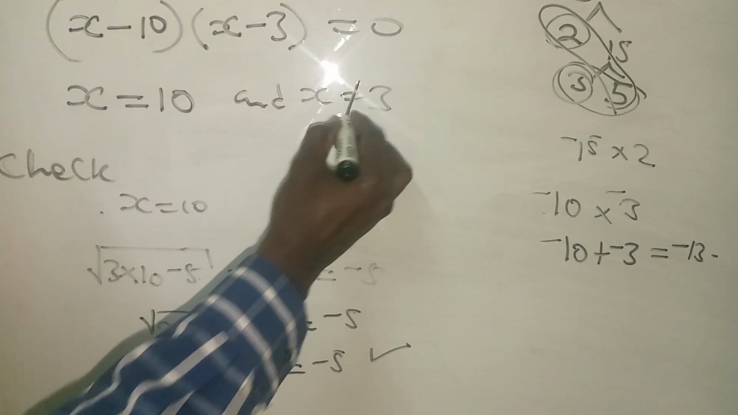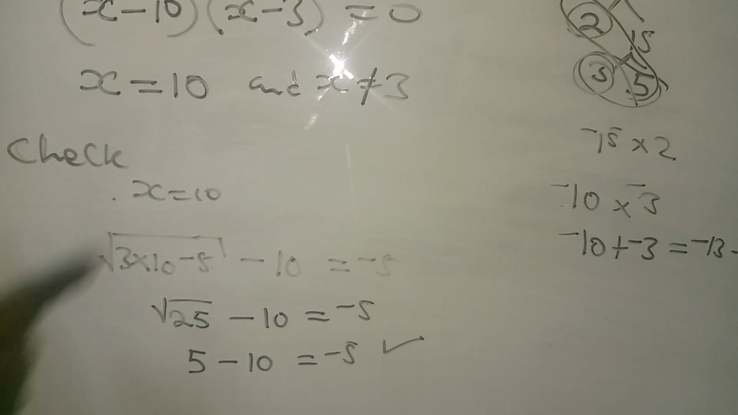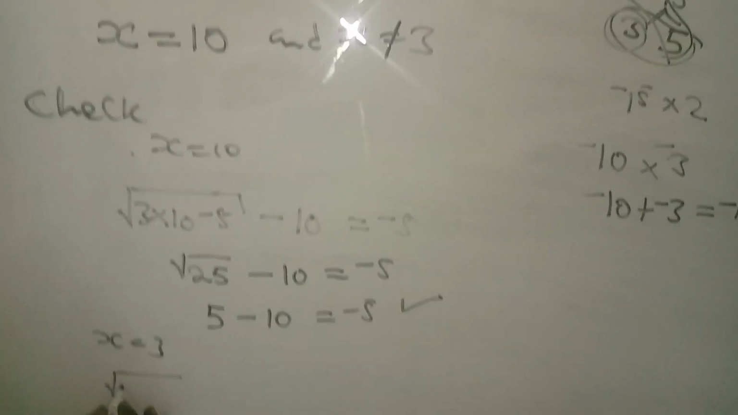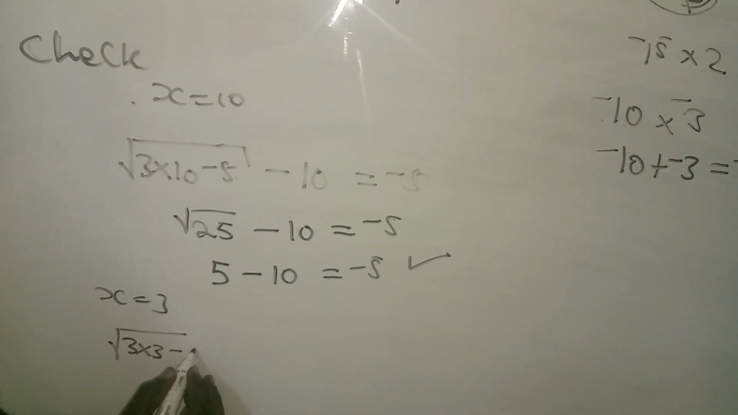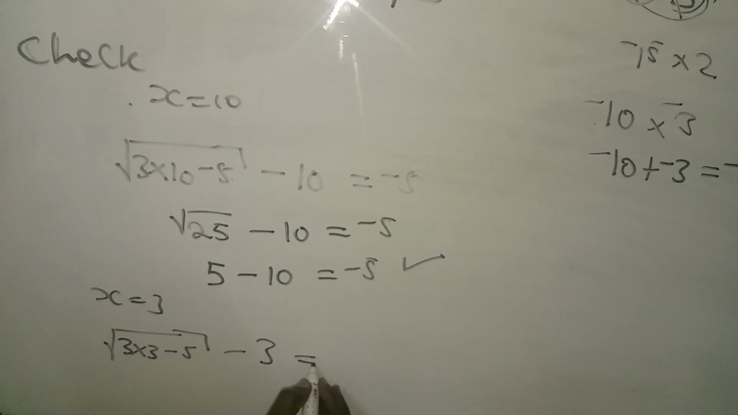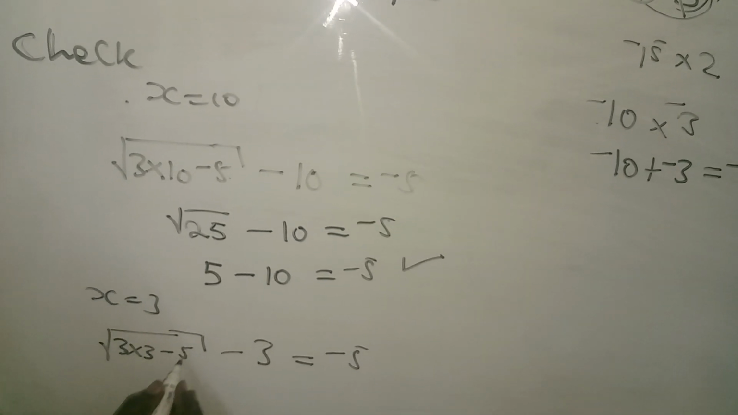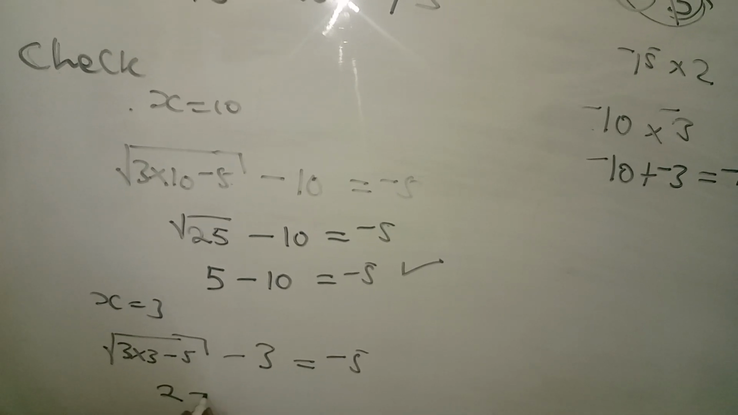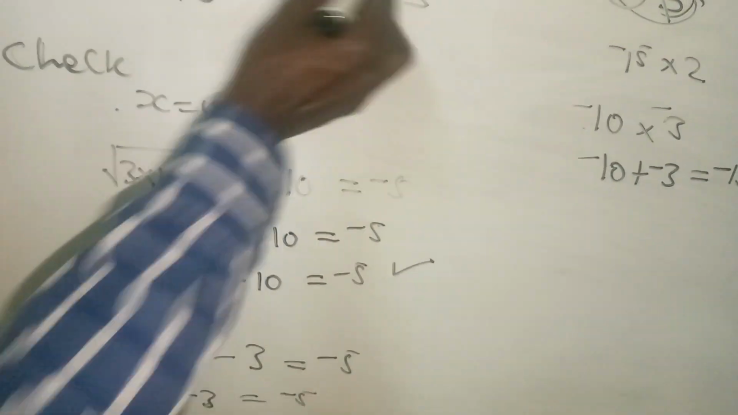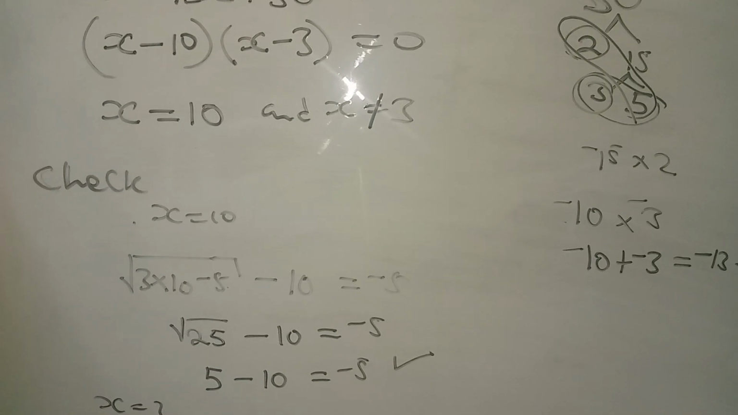If one is the solution, the other one is not. But we can also check for x equal to 3. We say the root of 3 times 3 minus 5, minus 3, is equal to negative 5. Is it? So this is 9 minus 5, which is 4, so the root is 2, minus 3 is negative 1. Negative 1 is not equal to negative 5, so x equal to 3 is not the solution, and therefore the solution is x equal to 10.